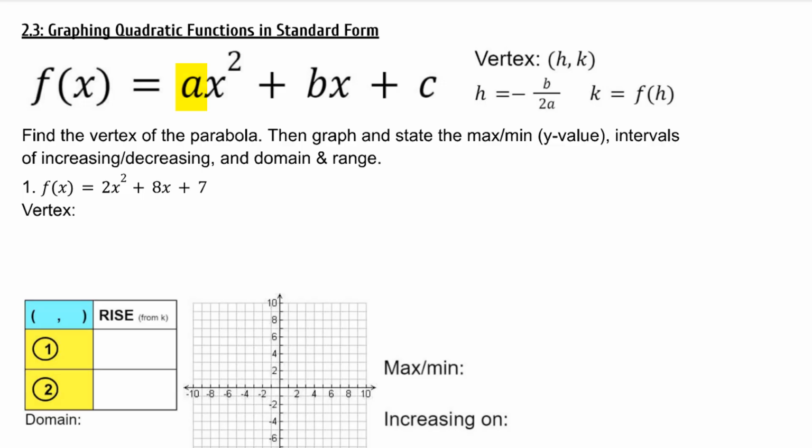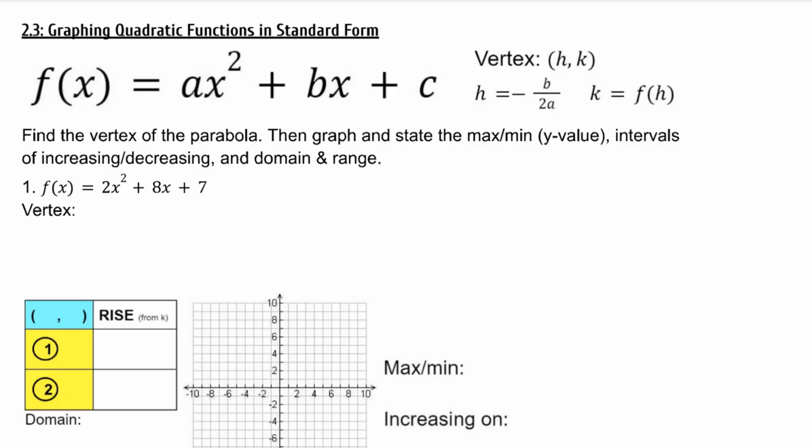A is the coefficient of the squared term, b is the coefficient of the x term, and c is the coefficient of, well, x to the 0, which is just our constant. To find the vertex in standard form, h, the x part of the vertex, is -b divided by 2a. And then to find k, the y part of the vertex, we'll plug in h for x.